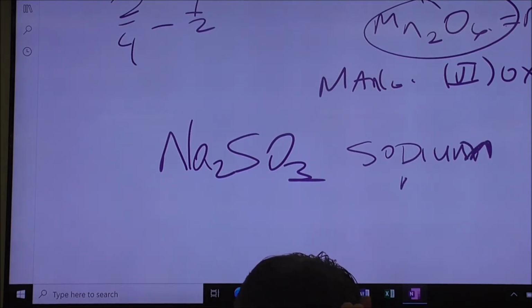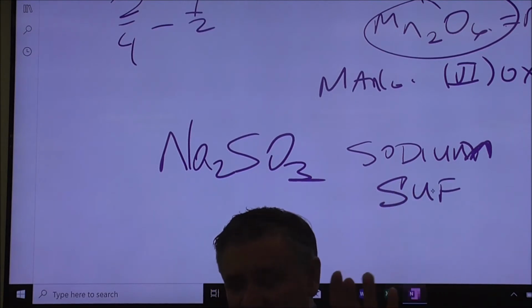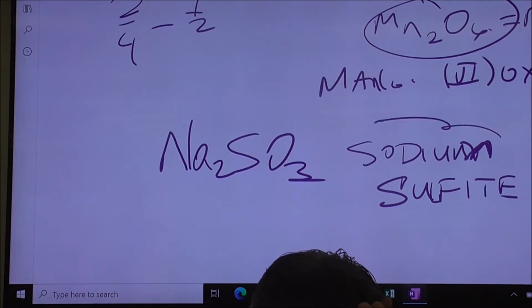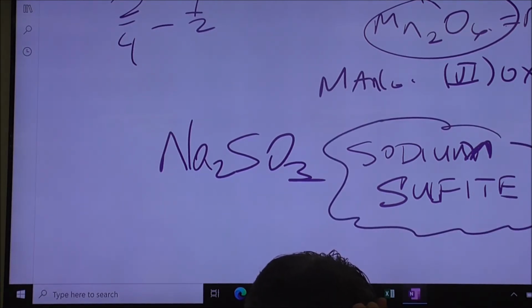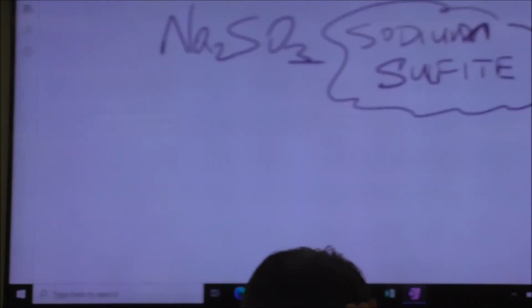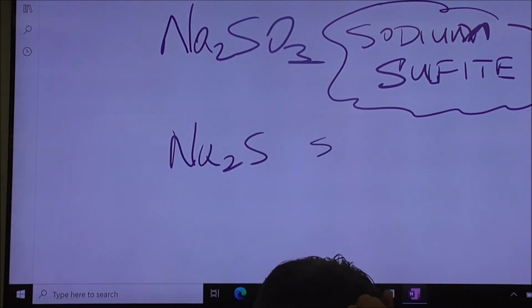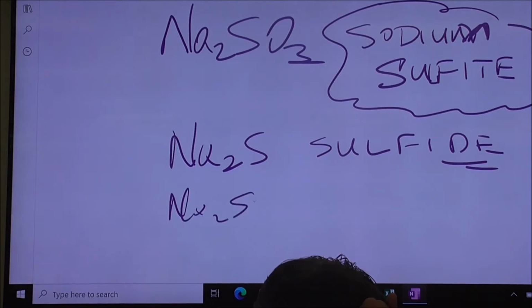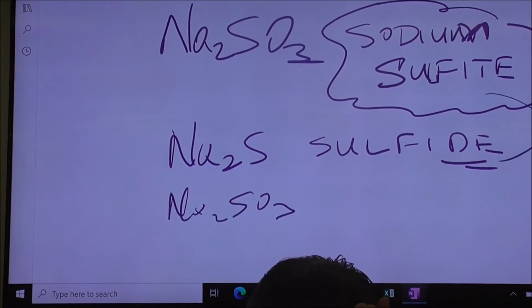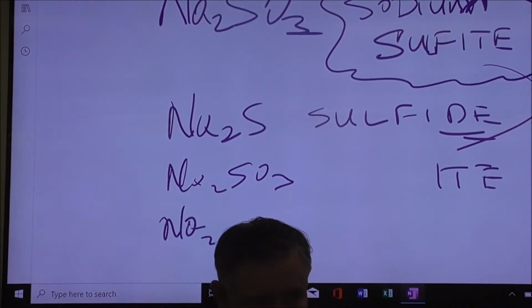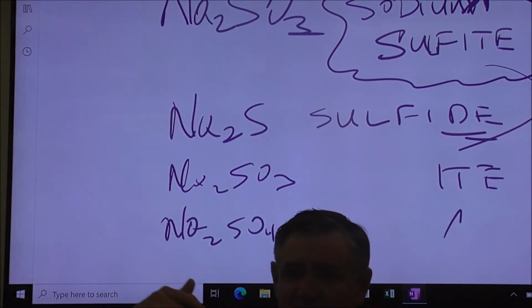Sodium sulfite. With sulfur it gets a little bit confusing, because there are 3 different things you can have with sulfur. Let me point this out. If you have Na2S, that's sodium sulfide, because it's a monoatomic ion. If you have Na2SO3, that is sulfite. And if you have Na2SO4, which is the most common of all of them, that's sodium sulfate. So ide, ite, and ate. You have 3 potential different endings.